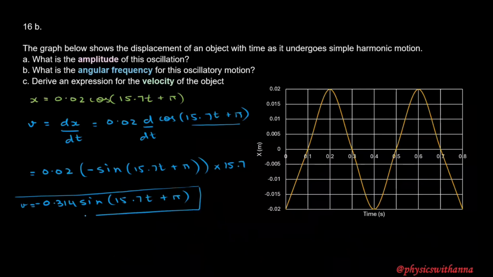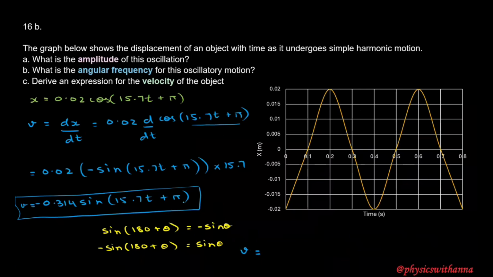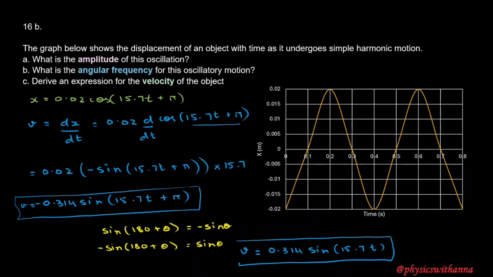And I can rewrite this expression by removing the negative sign. We know that sine of 180 plus theta is negative sine theta. So negative sine of 180 plus theta will be equal to sine theta. So I can substitute that here. That will give me the velocity v to be equal to, if I am going to remove the pi, which is 180, from here, I have to remove the negative sign as well. So we get v as 0.314 sine 15.7 t. This is the expression of velocity as a function of time.